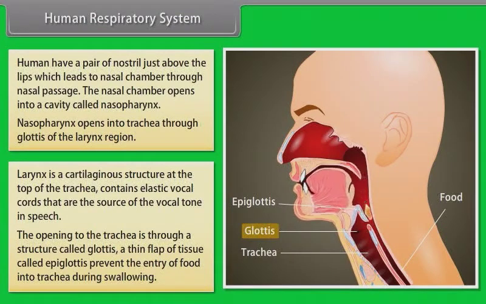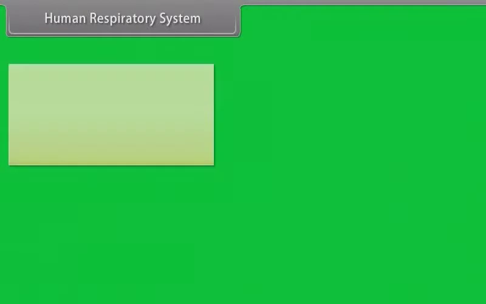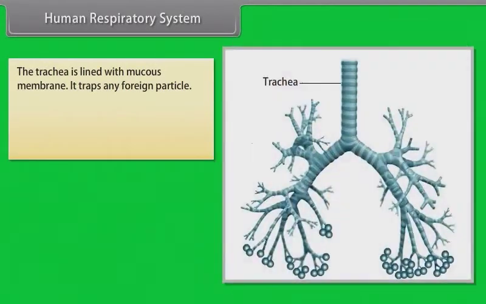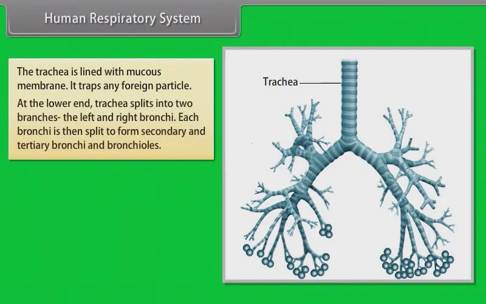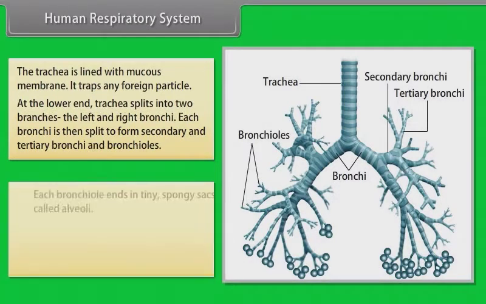A thin flap of tissue called epiglottis prevents the entry of food into trachea during swallowing. The trachea is lined with mucous membrane. It traps any foreign particles. At the lower end, the trachea splits into two branches, the left and right bronchi. Each bronchi is then split to form secondary and tertiary bronchi and bronchioles. Each bronchiole ends in tiny spongy sacs called alveoli.